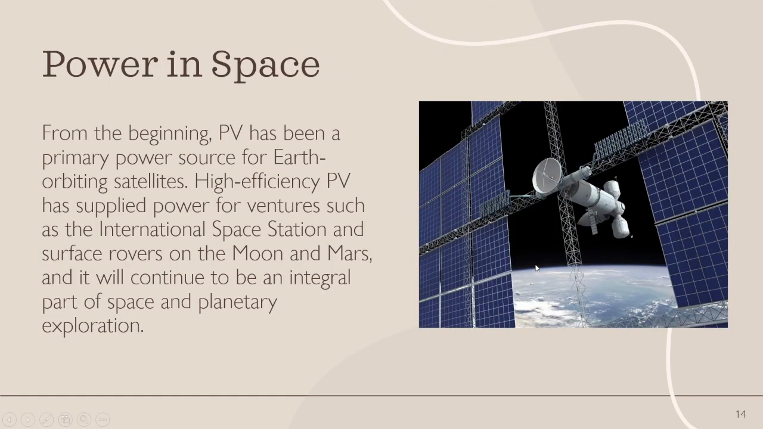And next is power in space. From the beginning, PV has been a primary power source for Earth orbiting satellites. High efficiency PV has supplied power for ventures such as the International Space Station and surface rovers on the Moon and Mars, and it will continue to be an integral part of space and planetary exploration. So, for satellites or rovers, solar energy is the only source of energy since there are no power grids or lines that we know of. That is the only form of energy currently available.